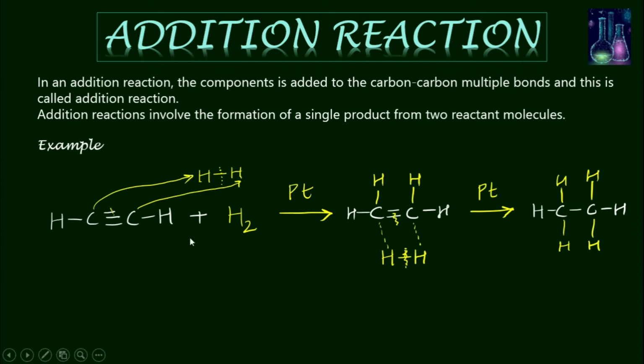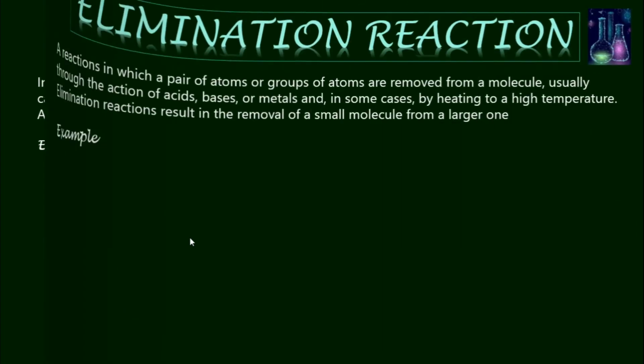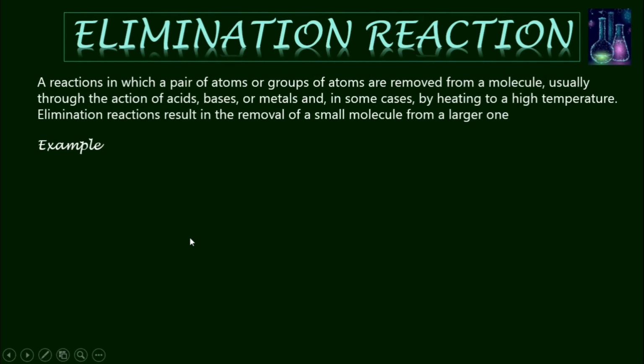Let's move on to the next type of reaction. Elimination reaction. A reaction in which a pair of atoms or group of atoms are removed from a molecule, usually through the action of acids, bases, or metals, and in some cases by heating to a high temperature. Elimination reaction results in the removal of a small molecule from a larger one.